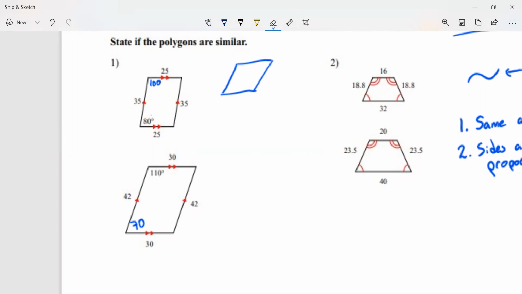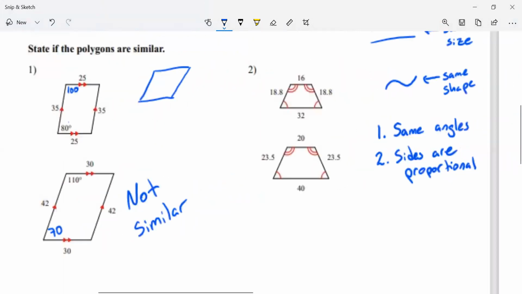State if the polygons are similar. I'm just going to say not similar. Right? The angles are not the same, so I don't need to check about sides. Now, what do I mean with sides being proportional? Let me go over that in question number 2.